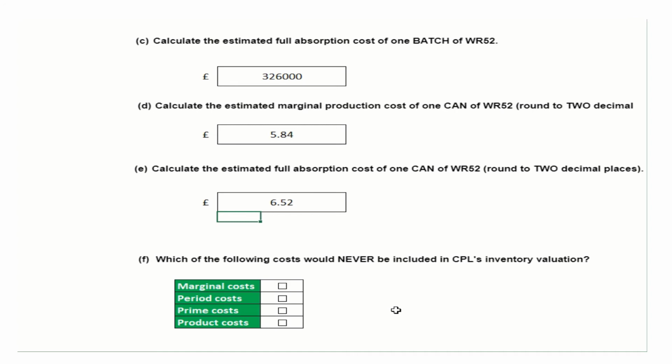Which of the following costs would never be included in CPL's inventory valuation? Now you've got marginal costs, period costs, prime costs, and product costs. So let's go through it. Marginal costs would be, because in an inventory valuation you take into account the direct costs and the variable costs, so marginal would be in there. Prime cost would be in there because the direct cost. The product cost would be in there because if you put raw materials together as direct costs, that would be in there. But the period costs would not be in there, so that's why it would be period costs.